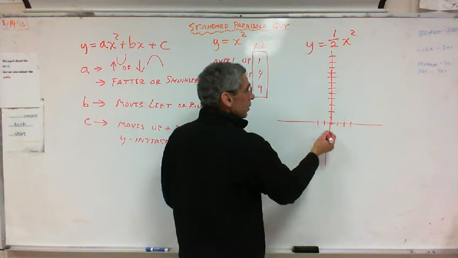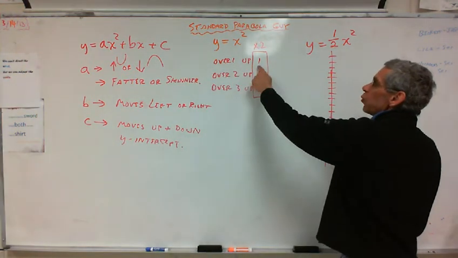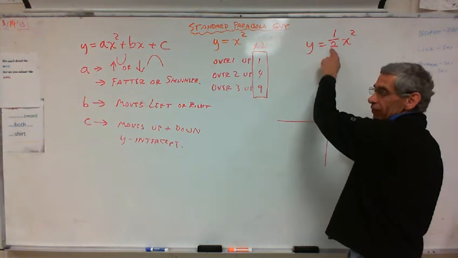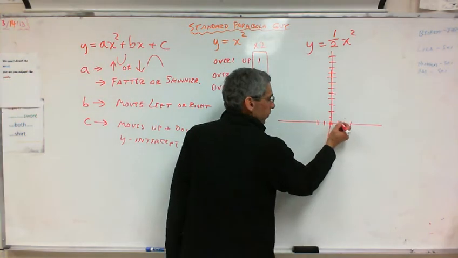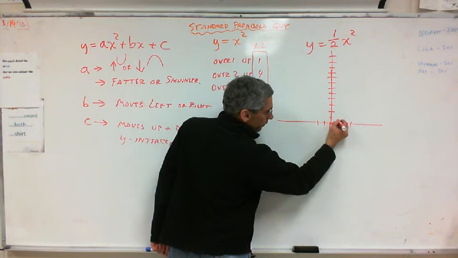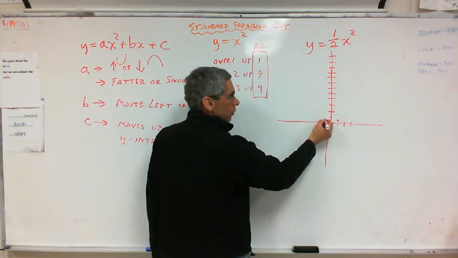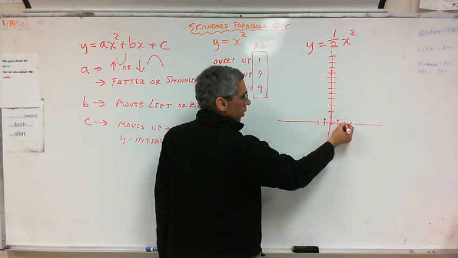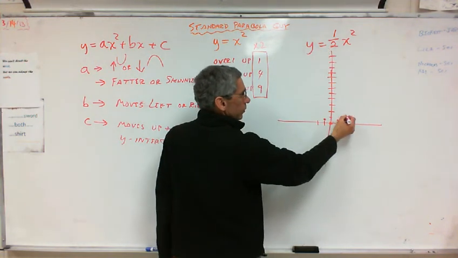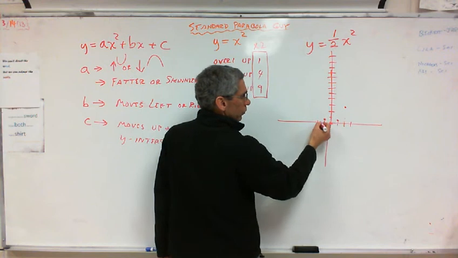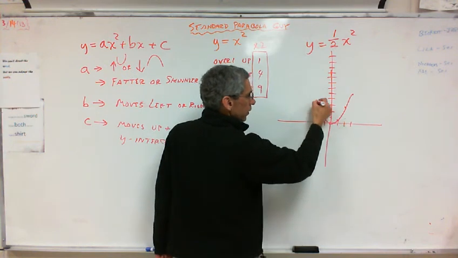So I'm going to go over 1, up 1 times a half. So over 1, up a half. I can do that. That's not so bad. Over 1, up a half. Over 2, up 4 times a half, which is 2. Up 2. Over 2, up 2. So now we've got a little bit wider.